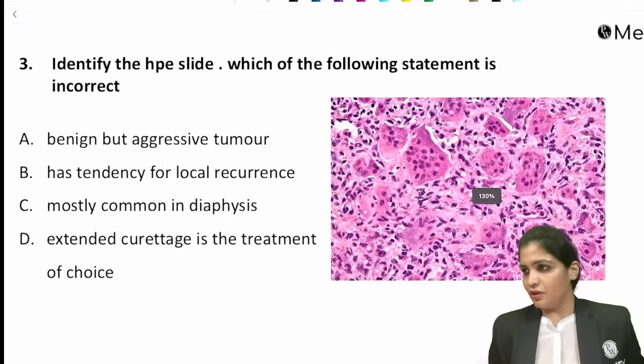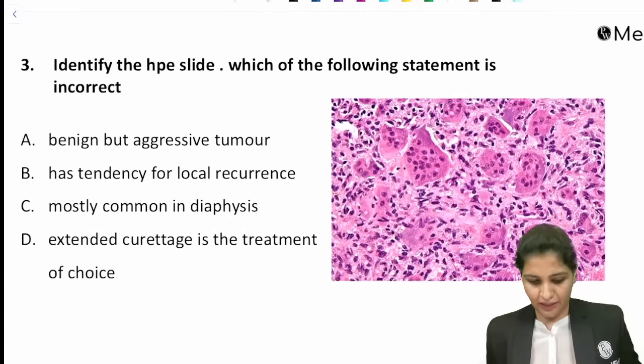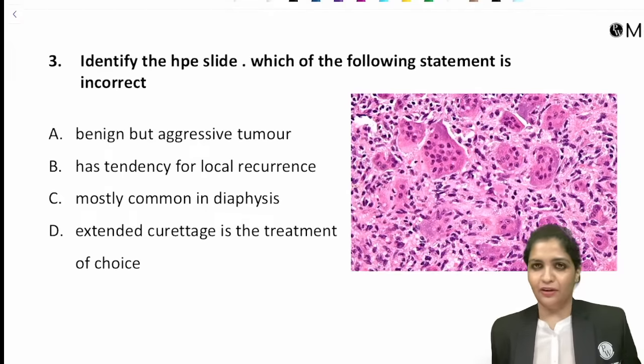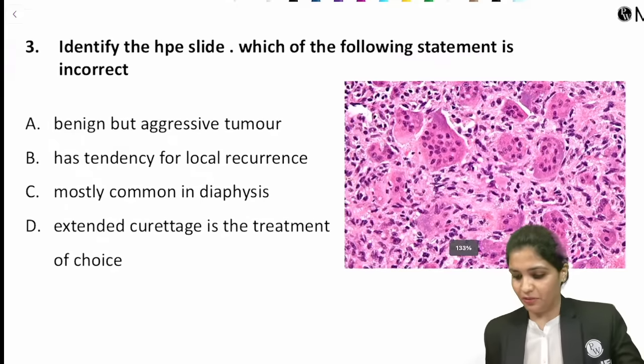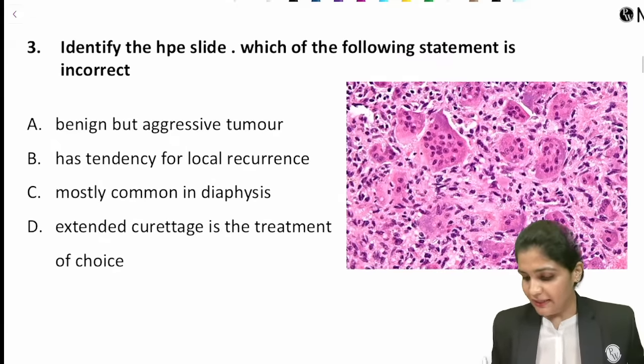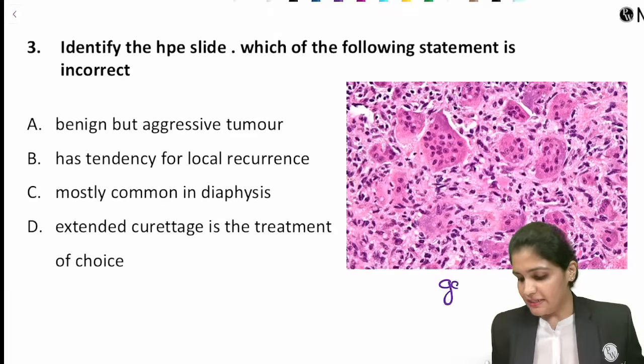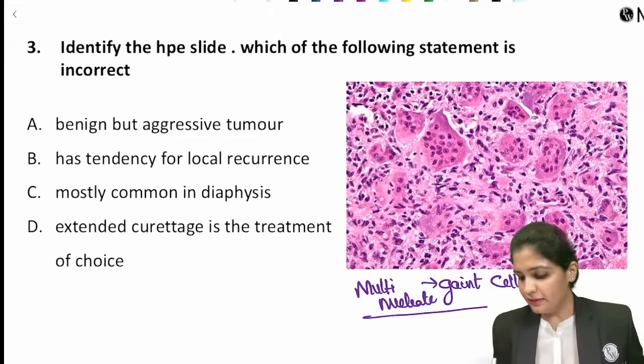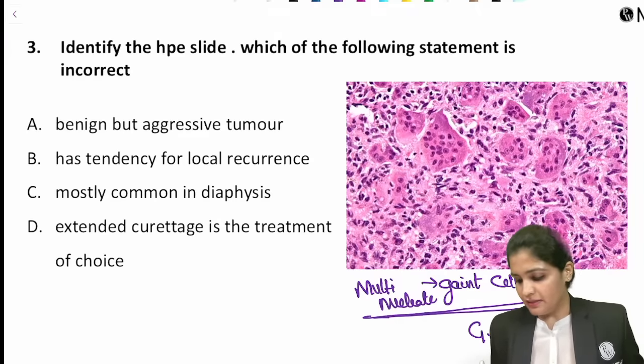Yeah, very good. I'm seeing some answers in the comments. Very good. You are all well versed with the pathology, I know Dr. Ranjit has taken good care of your pathology. So I know these are the giant cells, right? Multinucleate giant cells, which are seen here, right? So hence it is a tumor. Giant cell tumor. Very good.